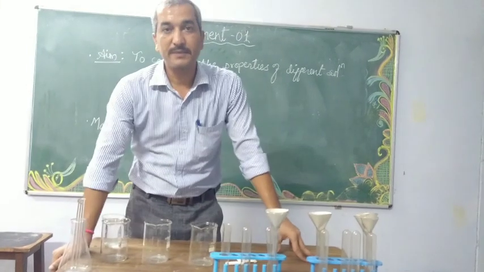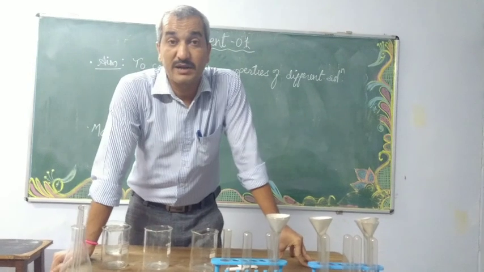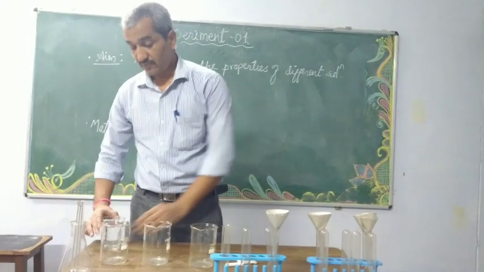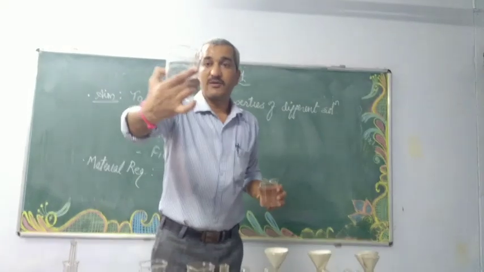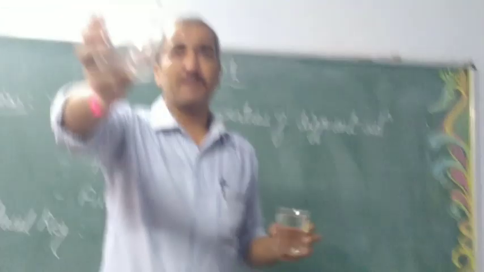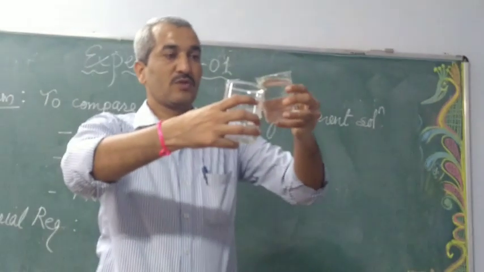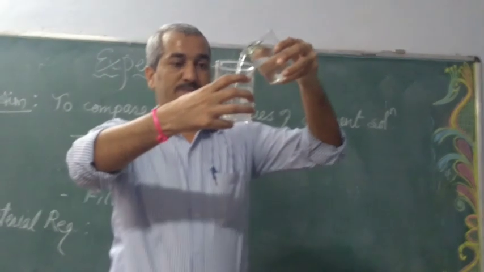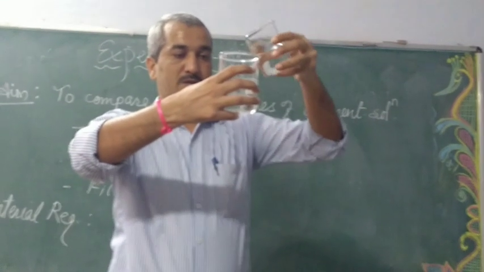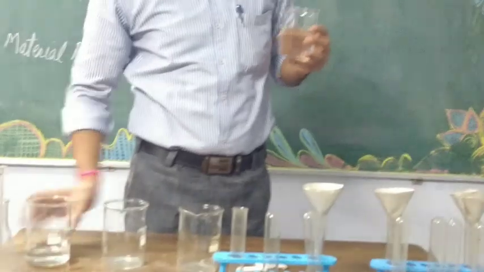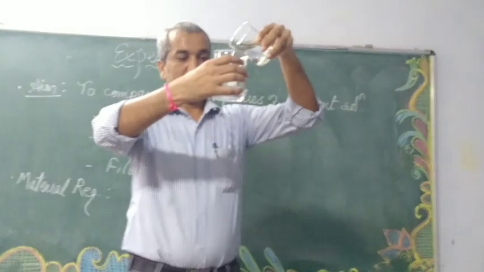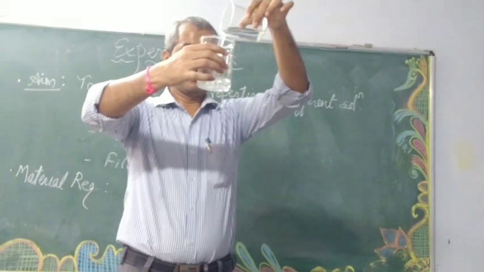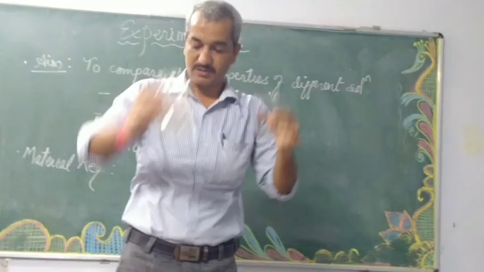First of all, we will prepare the solutions, the mixtures of all these three materials. I have the graduated beaker and I will take 100 ml water in each beaker. So this 100 ml water I have taken here. Then again 100 ml in this beaker and 100 ml water in this beaker.